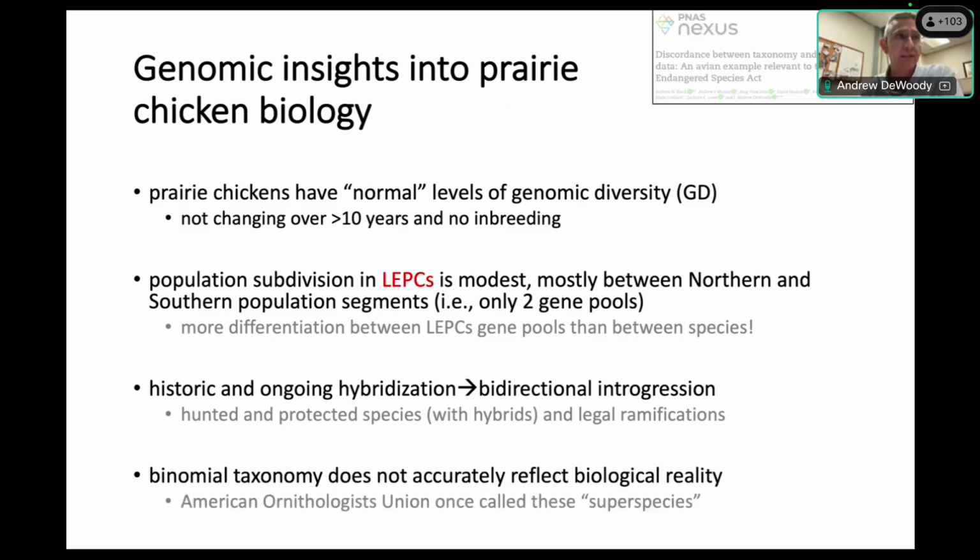And so in the end, this study showed that the binomial taxonomy, trying to put these birds into 2 simple buckets, black and white, doesn't really accurately reflect the biological reality. And I think it's interesting that before we got to 2 different species, the ornithologists used to call these super species when you consider the other prairie grouse as well.